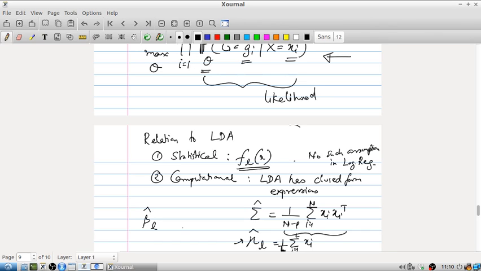When I say class conditional, it's basically the probability of x given G equals k. Conditioned on the class, tell me what the distribution of x is. In LDA, it's normally distributed.